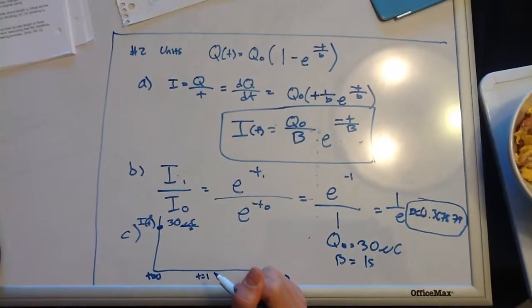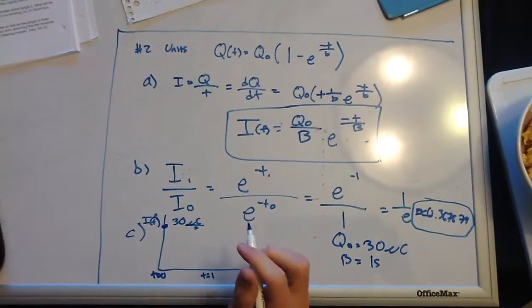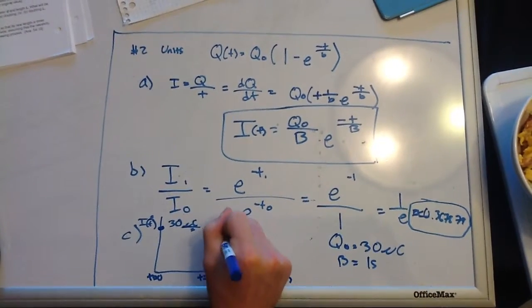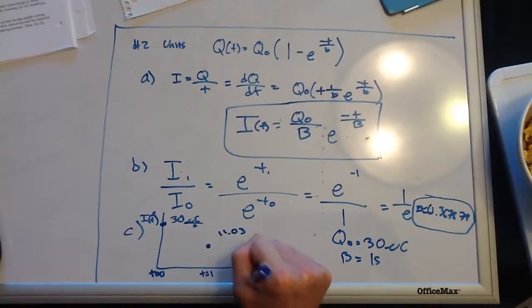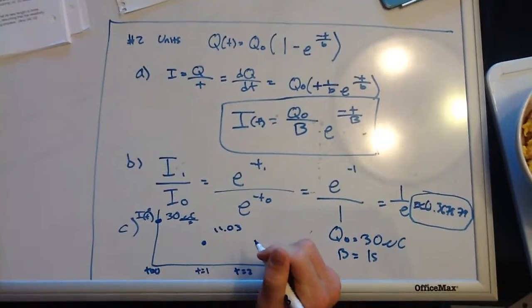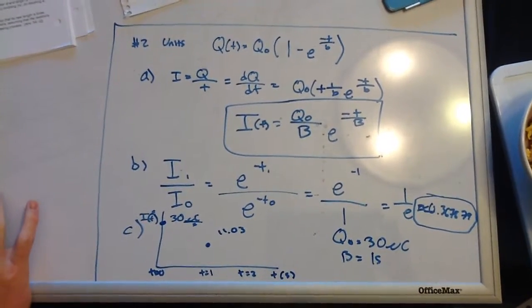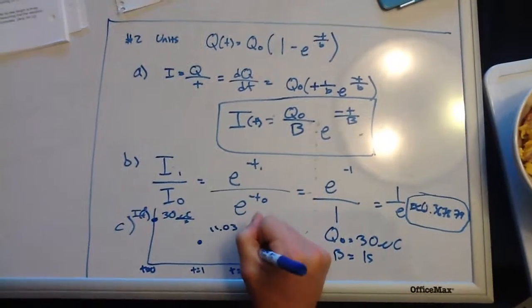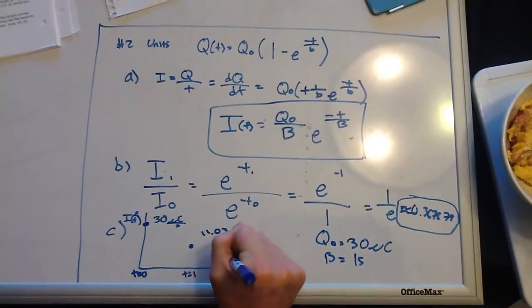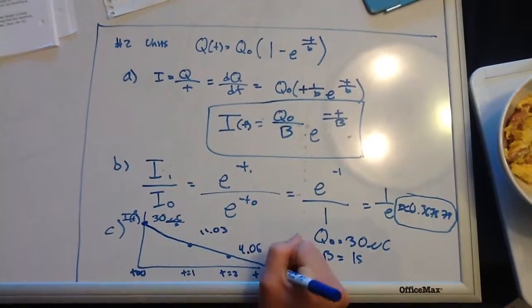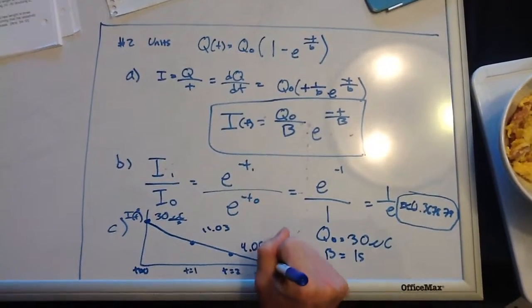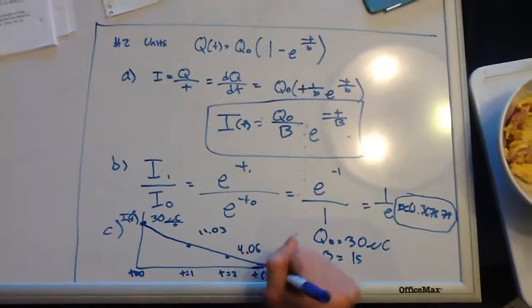t equals 1 is going to be around 11.03 if you plug that in. t equals 2 is going to be 4.06, and then it's just going to decrease and never really hit 0. And this is an asymptote.